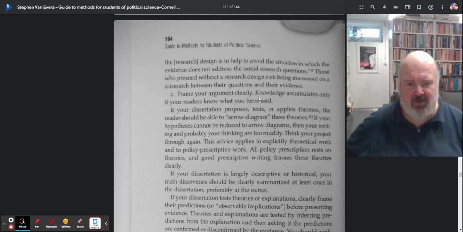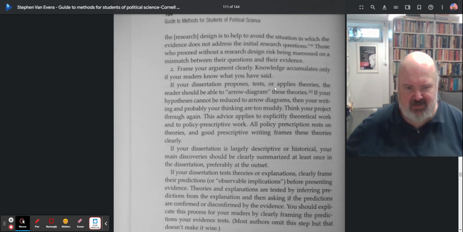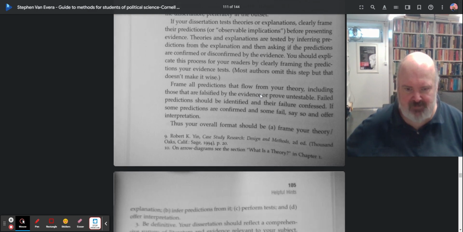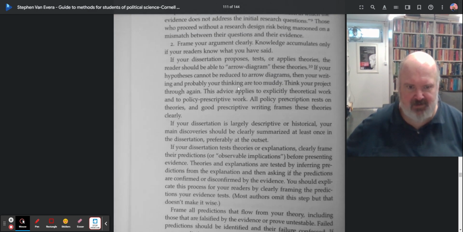Two, frame arguments clearly. Knowledge accumulates only if your readers know what you have said. If your dissertation proposes, tests, or applies theories, the reader should be able to arrow-diagram these theories. Now, this is our diagram. If your hypothesis cannot be reduced to arrow diagrams, then your writing and probably your thinking are too muddy. Think your project through again.